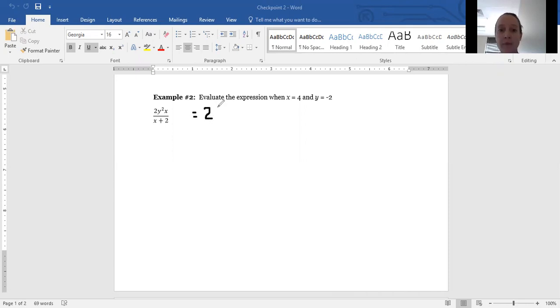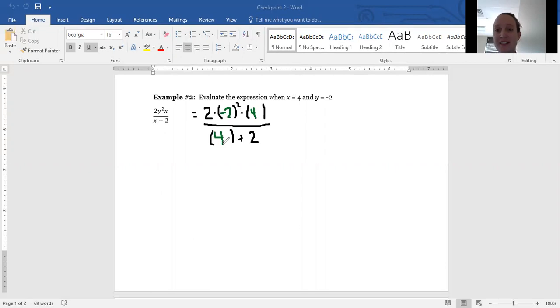So I have 2 times Y squared. Put parentheses there. Okay, before you even start the problem, times X, put parentheses there. And if you need to, put your multiplication sign there so you're multiplying all that. Now we have this denominator, and I have an x. Put parentheses where your x is, plus 2. Now, once you've filled in your parentheses where all your variables were, now go ahead and fill in what everything is. So y is negative 2. X is 4.